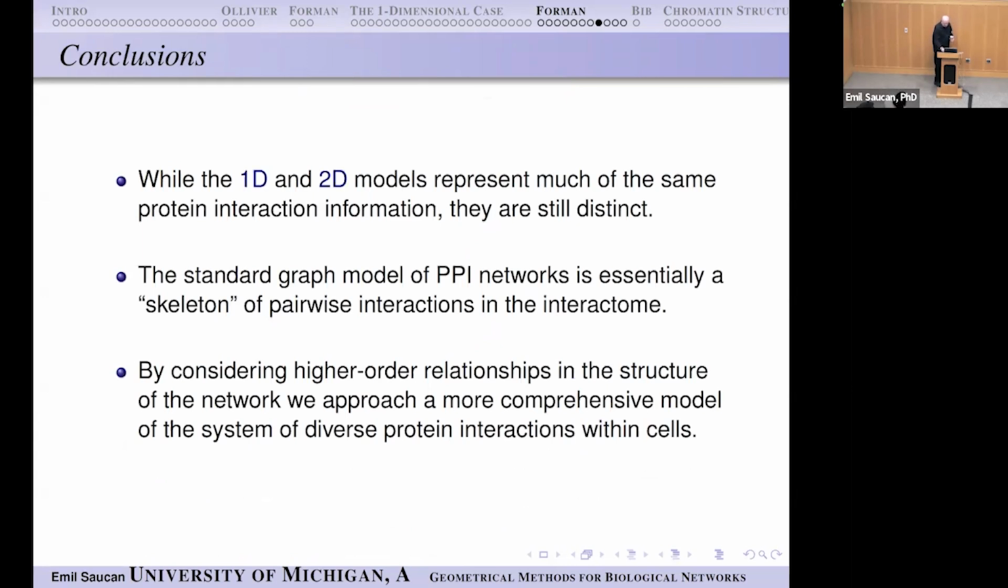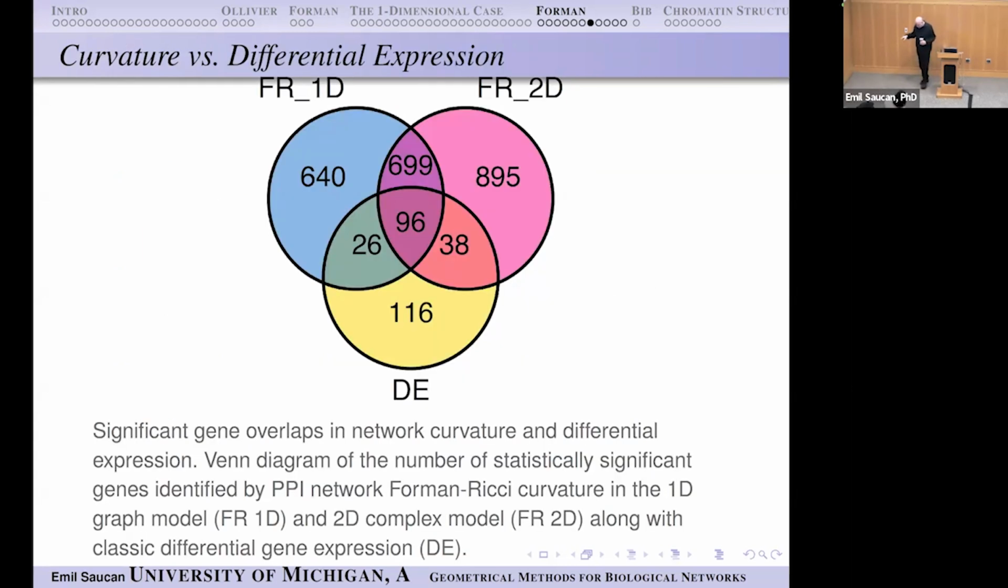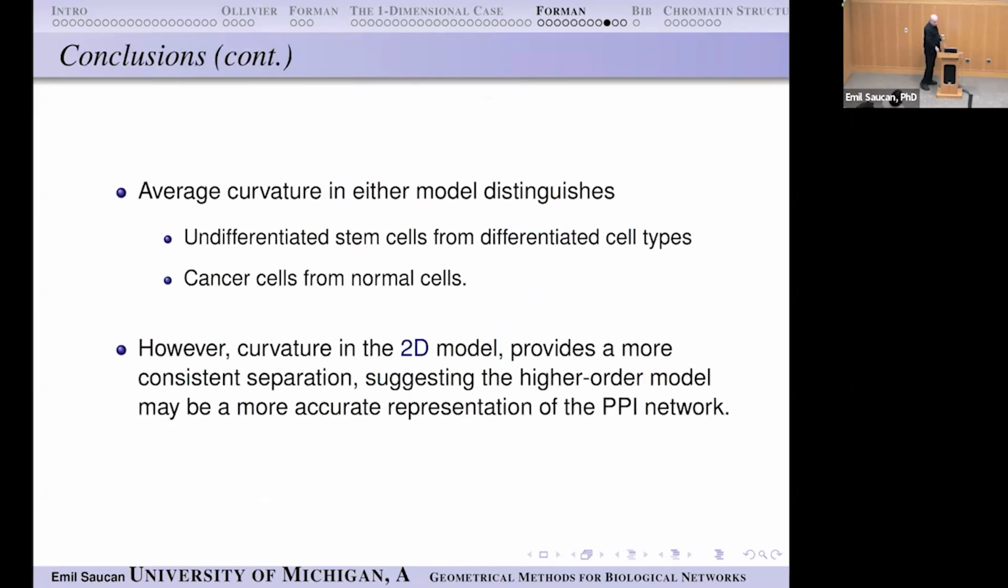So again, the one-dimensional graph, the network, is just a skeleton of the higher order structure. It captures the essential phenomena but misses some. That's why you get more in 2 dimensions. Yes. So again, you have the same differentiation. This is the conclusion, which I spoke about just before.